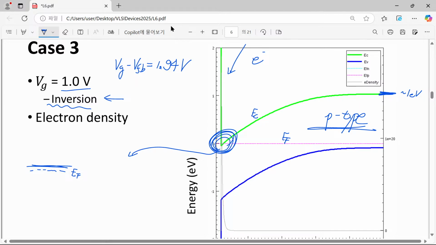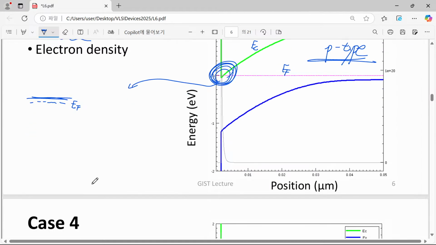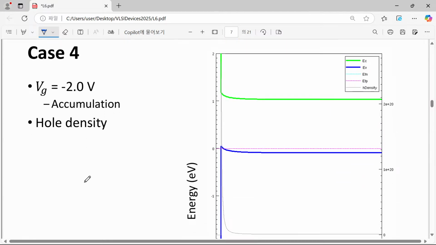So although we will not talk about the accumulation much, please have a look at the opposite case. In this case, instead of a positive gate bias, we have applied minus 2 volt. So usually we don't apply such a negative voltage to our system, but anyway, let's assume. Then what will happen? Usually we expect downward bending of our energy band diagram, but in this case, now we have upward bending of our energy band.